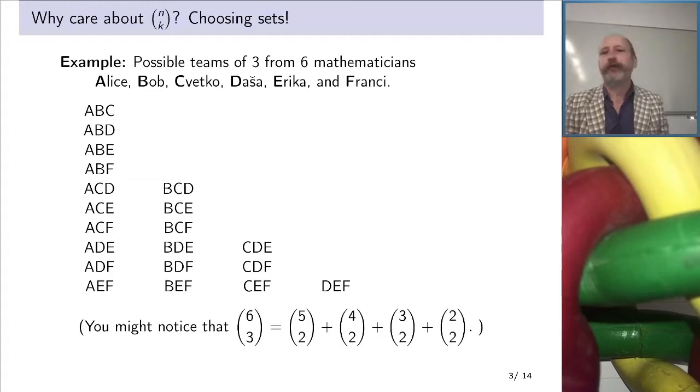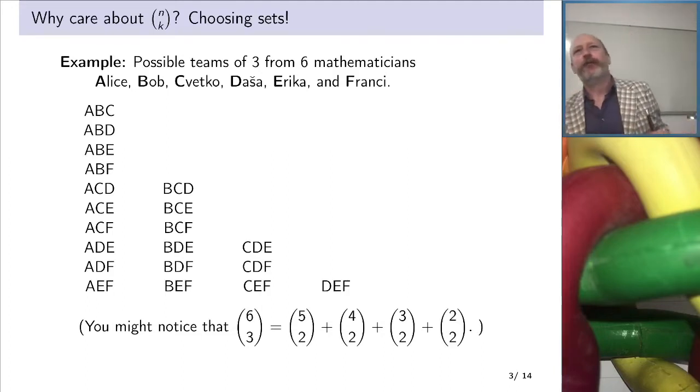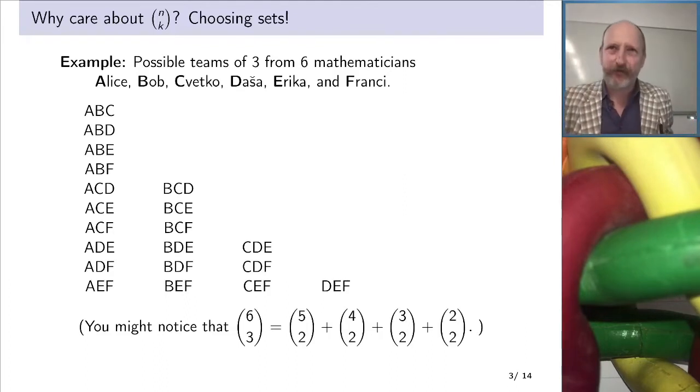It's amusing to notice here that this 6 choose 3 is the same as 5 choose 2 plus 4 choose 2 plus 3 choose 2 plus 2 choose 2, which correspond to the columns. That's because if I decide for sure that A is going to be on the team, then I've got 5 people left to pick the other two from. If I know that A is not on the team, but B is on the team, then I've got 4 people left to pick 2 from, and so forth and so on.